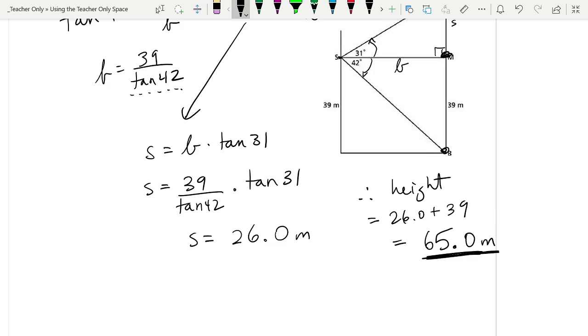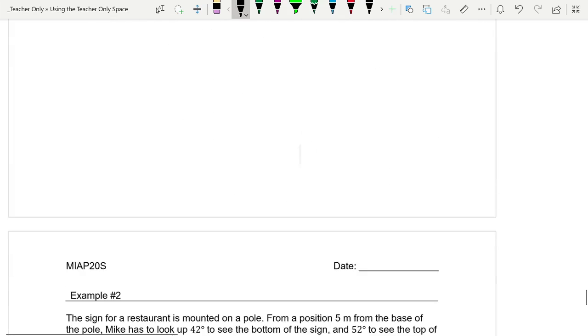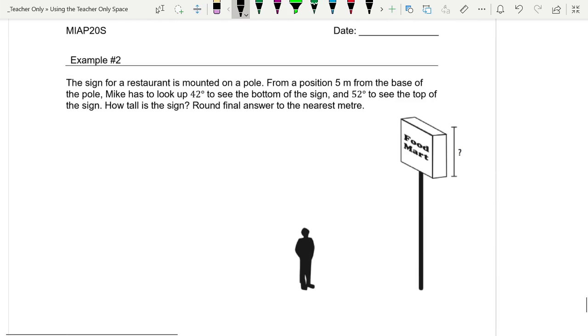Yeah, very good. Pretend we're in science and it's a sig fig question. You could have just popped the whole thing in and done it in one equation. Yep. It's 39 over tan 42 times tan 31, plus 39. That's right. I could have done that too. Wow. I love variables. This is exactly what I love. Okay, good. You'll have fun when we do systems of equations.